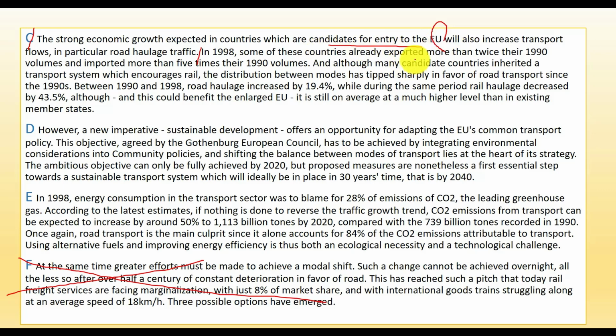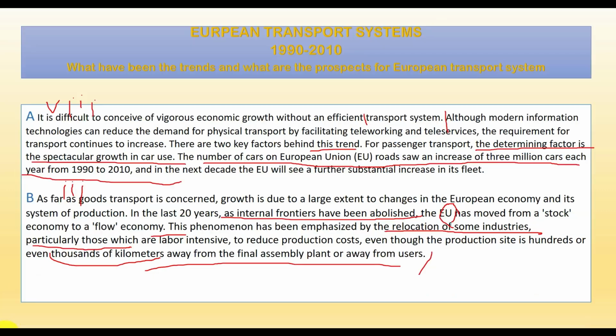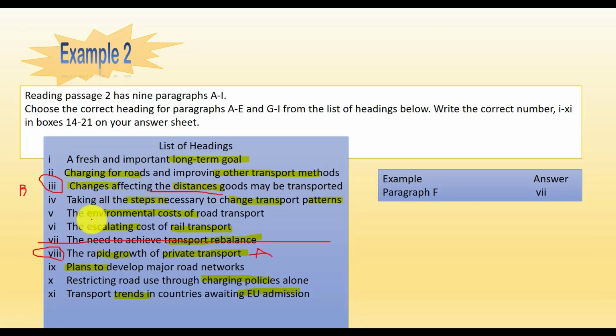Okay, so let's just check the rest of the paragraph by eye, and if you make sure it's the relevant paragraph, you can select it as corresponding to the heading. Transport trends. No, it's not restricting road use through charging policies alone. It has nothing to do with our paragraph. Okay, this is EU admission. EU was one of our signals. Transport trends in countries waiting EU admission.